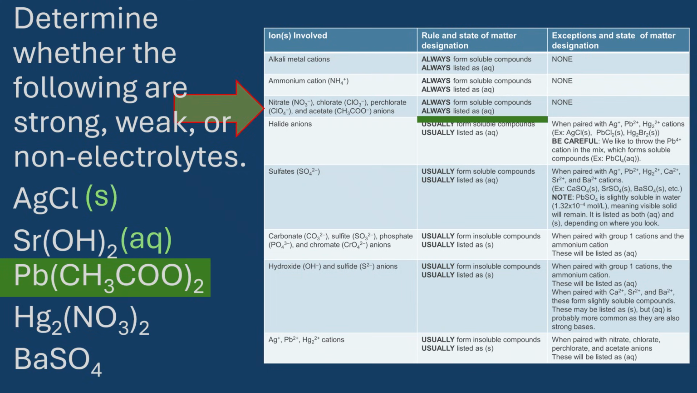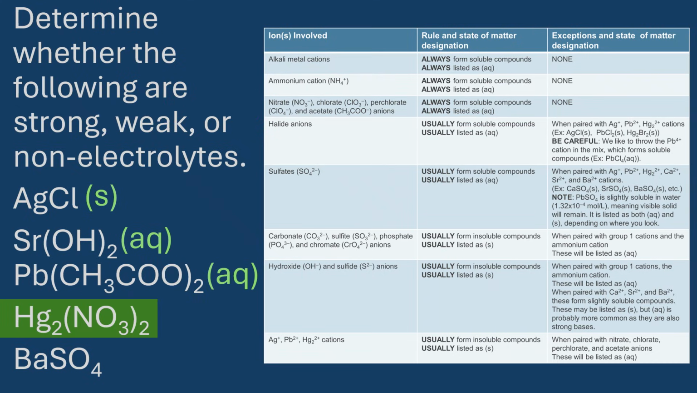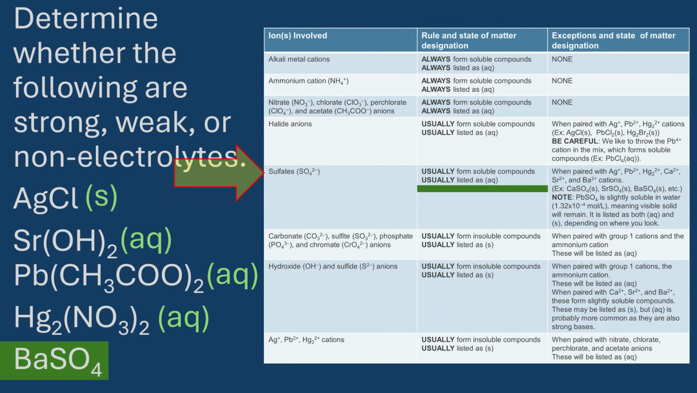Acetates are included in the always rule group. There will not be any exceptions to these always rules, so this compound would be a strong electrolyte since it is soluble. Nitrates are also included in the always rule group. Again, no exceptions here, so another strong electrolyte. And lastly, the sulfates are generally insoluble. Barium is listed as a slightly soluble exception to this, making it a weak electrolyte.